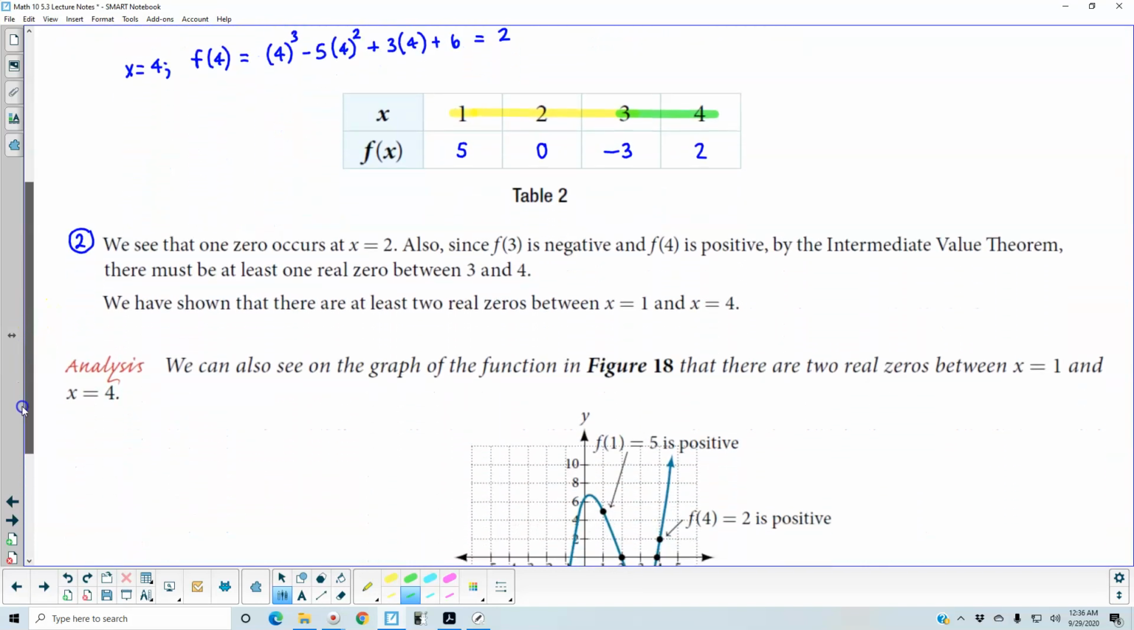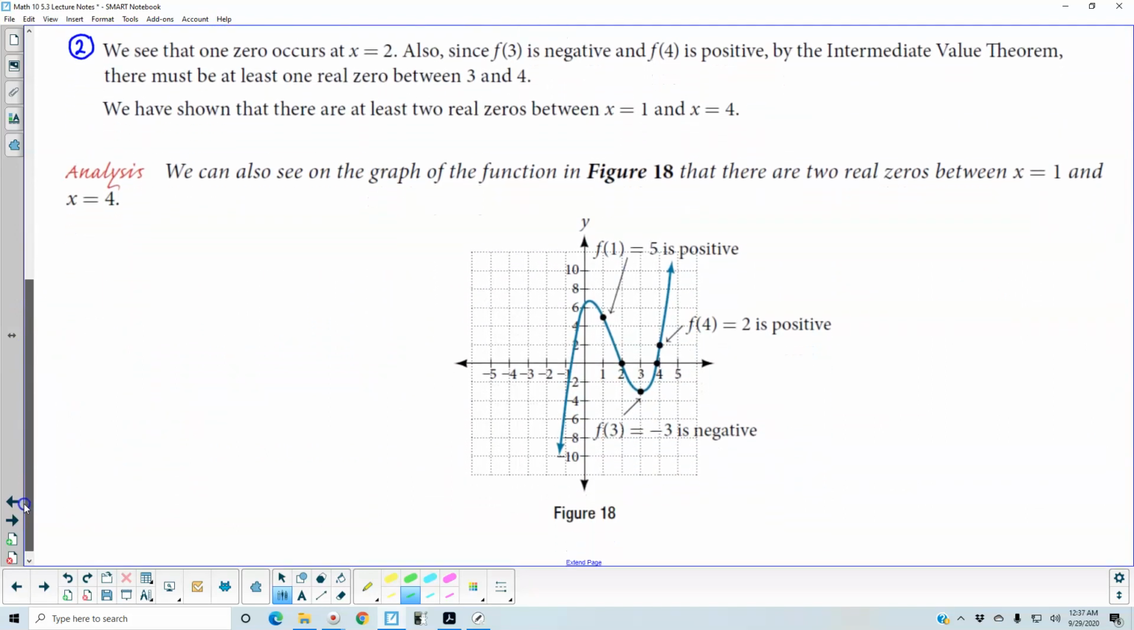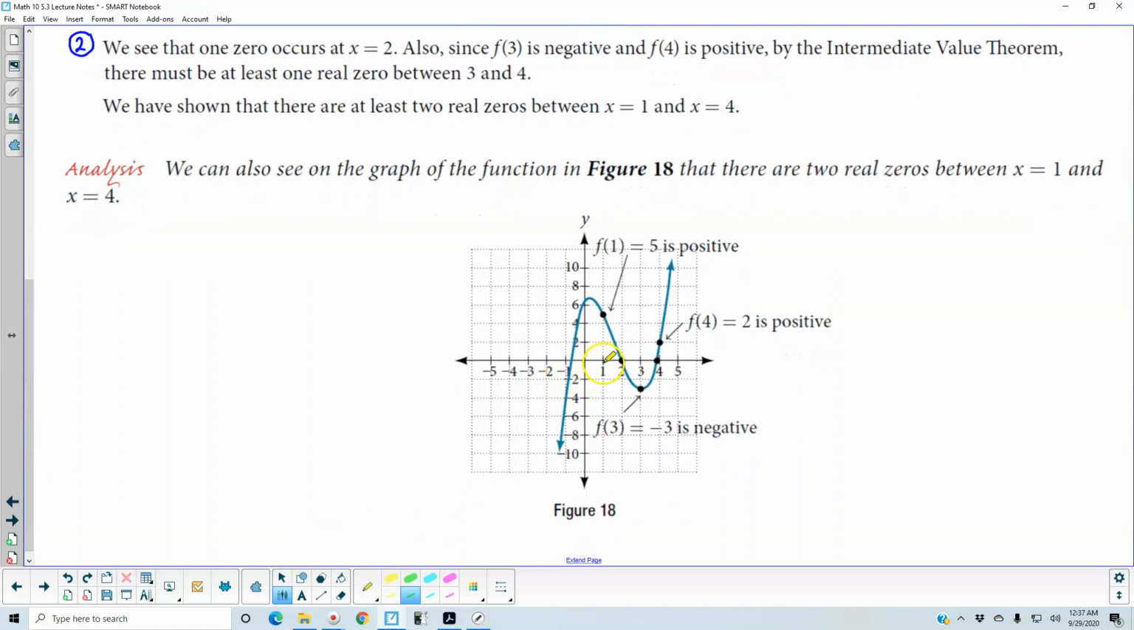Now we can also see on the graph of the function in figure 18 that there are two real zeros between x equals 1 and x equals 4. So if we look at the interval between x equals 1 and x equals 3, we can see that f of 1 has an output of 5, which is positive, and f of 3 is going to have a negative, and so that means here we have a real 0 of 2.